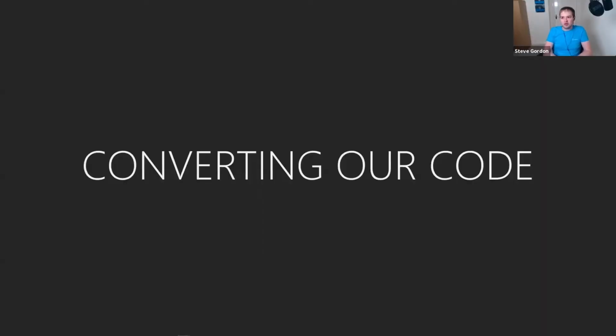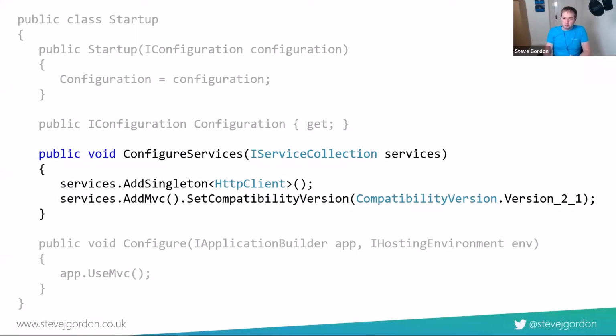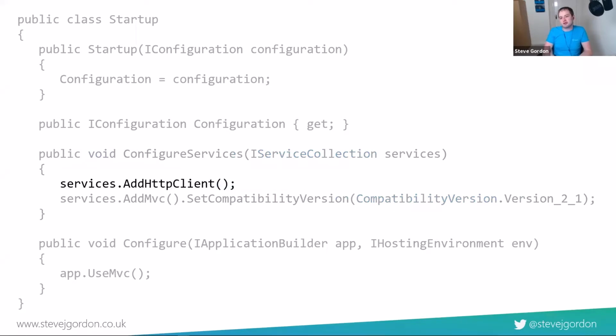So with that in mind, let's look at how we can convert our code to start using this new feature. So let's go back to our startup class here. And what we're going to do is adjust our registration here. We're going to get rid of our singleton HTTP client registration, and we're going to swap that for a call to AddHttpClient. So this will be available to you if you're using ASP.NET Core 2.1 or greater.